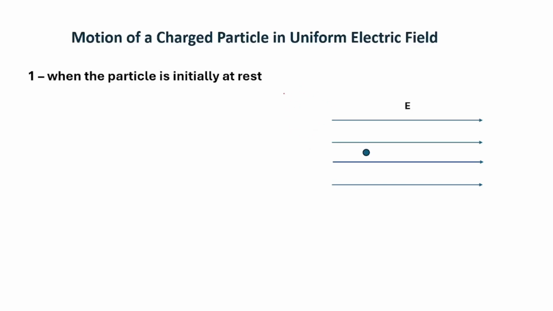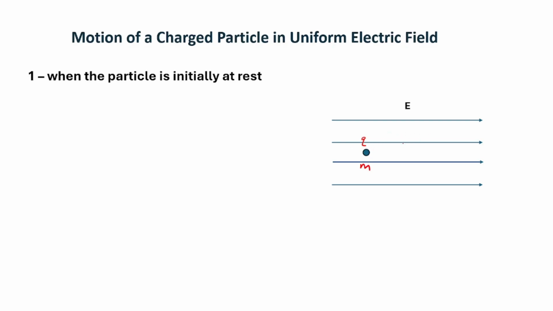Here we are going to study the motion of a charged particle in a uniform electric field. So first of all, we are studying when the particle is at rest. So I am considering a charged particle of charge Q and mass m, which is in this uniform electric field.